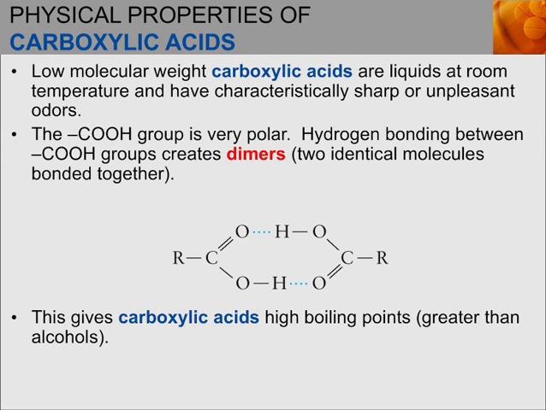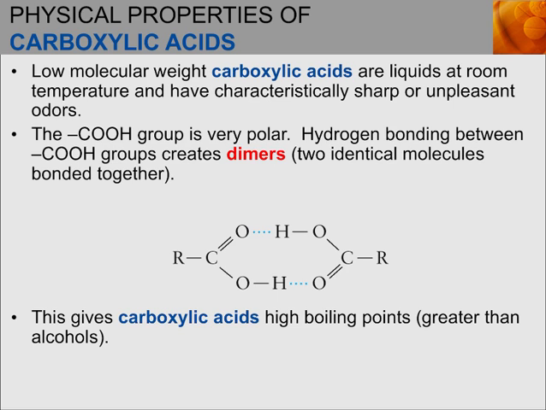Hi everyone! In this video we're going to go over physical properties of the molecules that we're covering in chapters 15 and 16. So let's start with carboxylic acids. If you have a carboxylic acid with a small alkyl group attached, so a low molecular weight carboxylic acid, those are generally liquids at room temperature, and they have very sharp or unpleasant odors.